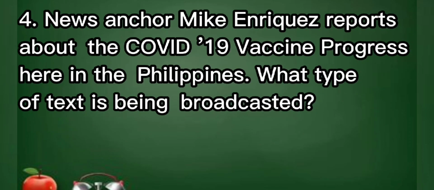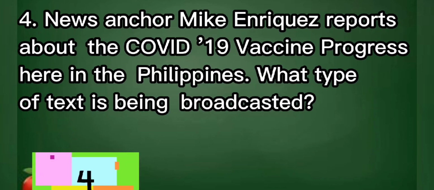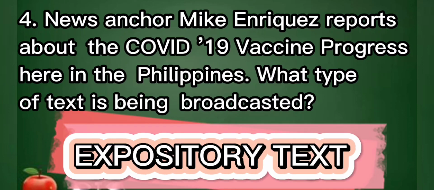Number 4. News anchor Mike Enriquez reports about the COVID-19 vaccine progress here in the Philippines. What type of text is being broadcasted? The answer to this is expository text.